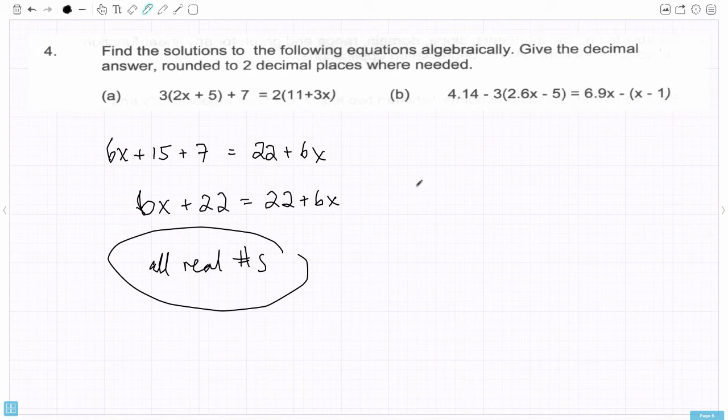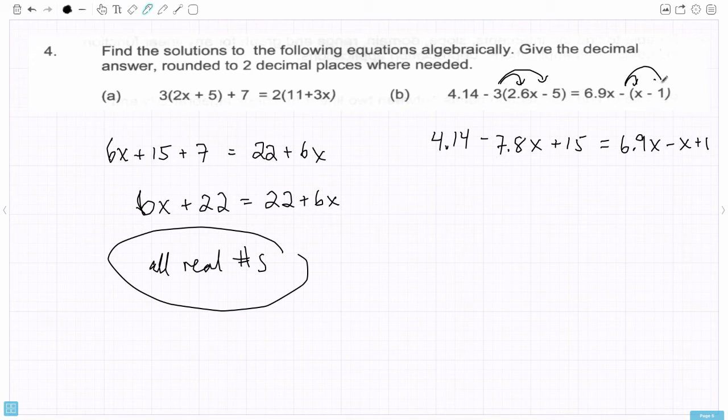All right, now moving on to part B. We'll do 4.14 minus, now the 3 times 2.6, this is 7.8, and then the minus 3 times the minus 5, that's a plus 15. On the right hand side we have 6.9x, and then minus x, and then plus 1, because we're distributing this negative 1 factor here.